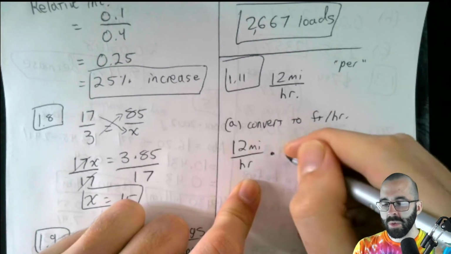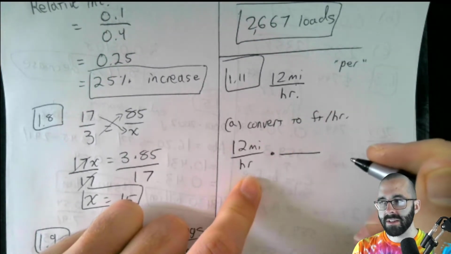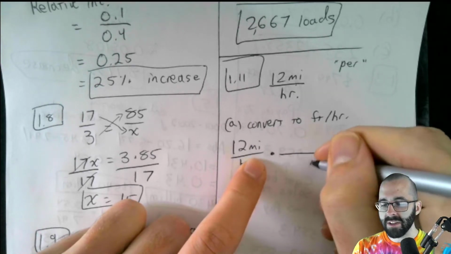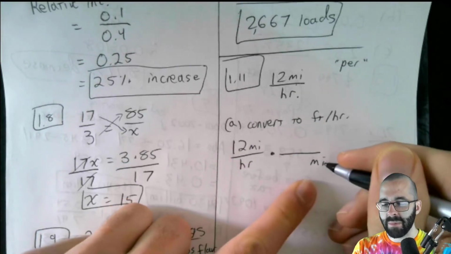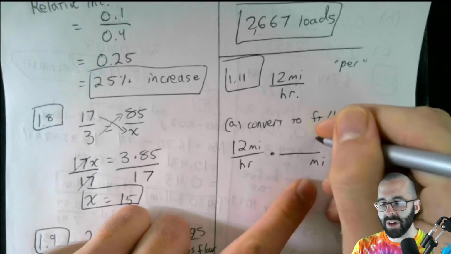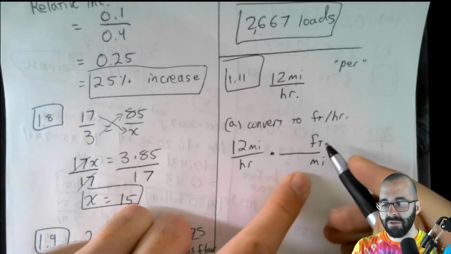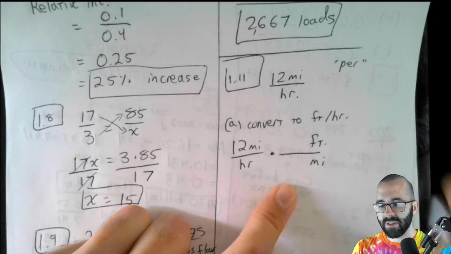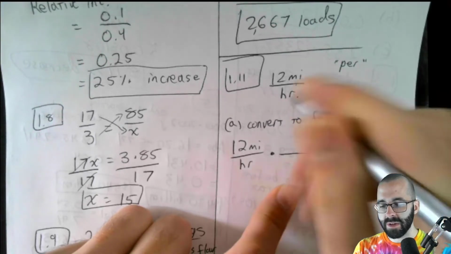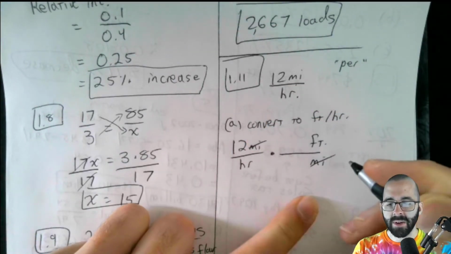So just like before, we're going to convert this to feet. So we want the miles to cancel. So we have miles in the denominator. We want to convert it to feet. So we're going to have feet in the numerator. Right? Because now the miles cancel with the miles. And now we have feet per hour.